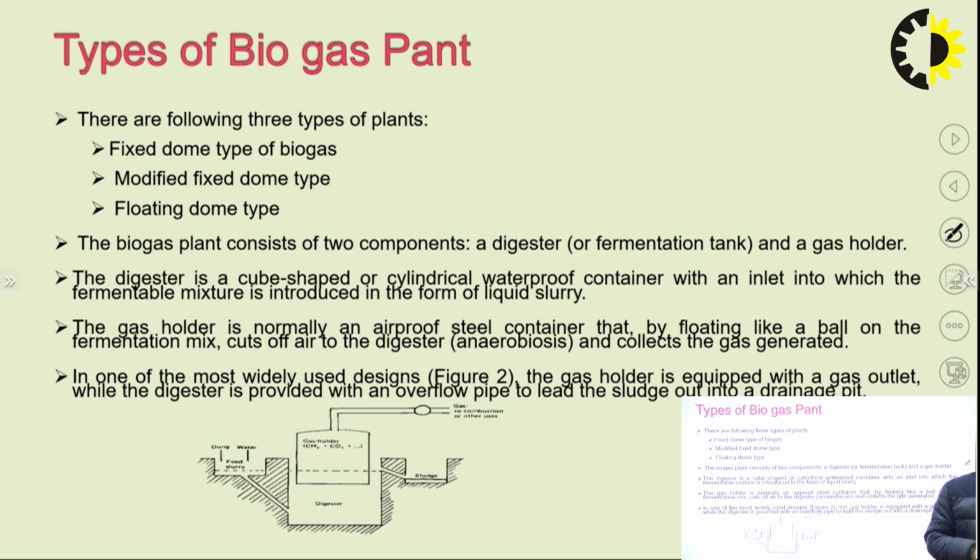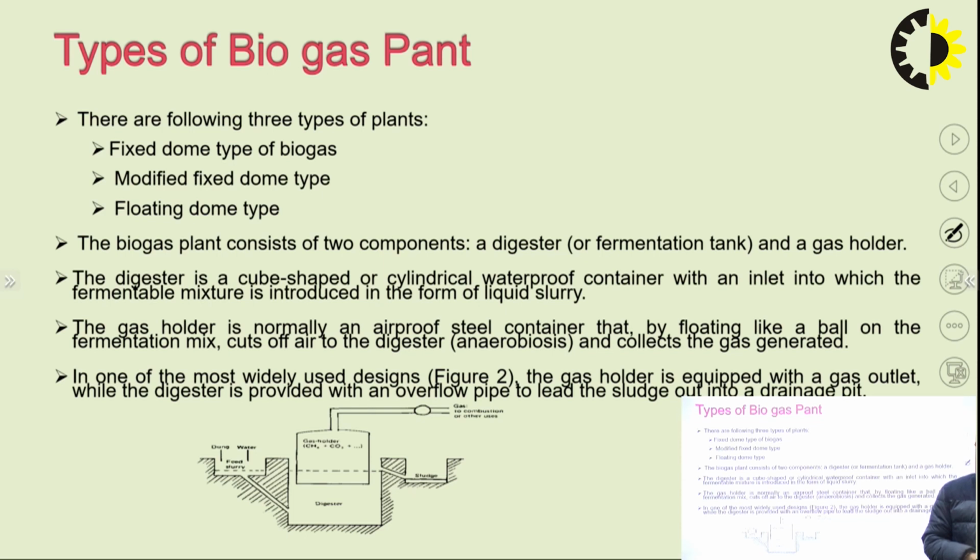Then the types of biogas plants are the fixed dome type, modified fixed dome type, and floating dome type. These are the types of the plants. And the biogas plant consists of two components, a digester or fermentation tank and a gas holder.